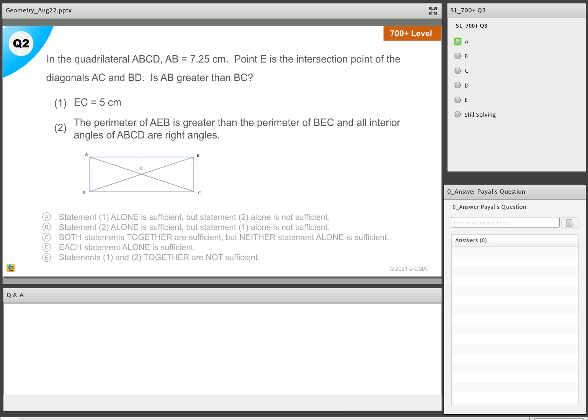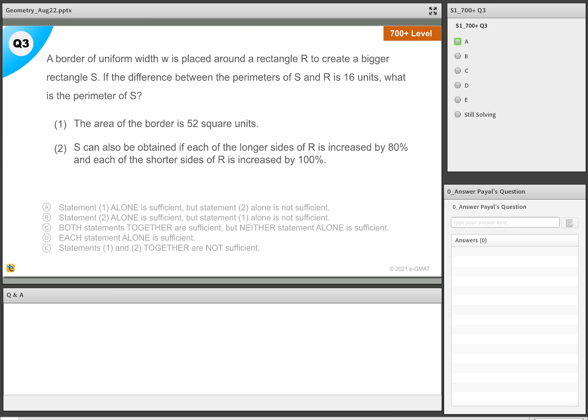I have 35 people who marked still solving, guys. I need around 20 more people now. So very quickly, let's get to that number. Okay, that is perfect. Thank you. Question number 3 here on your screen. All the best for this one.